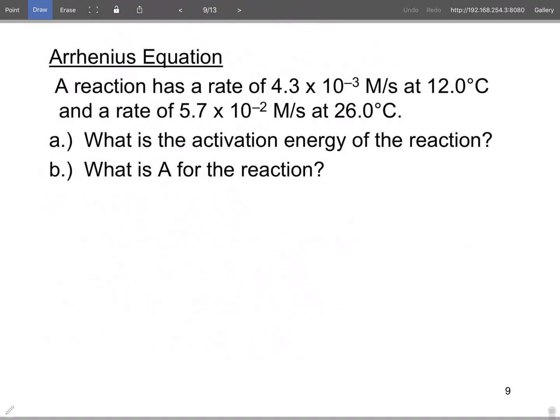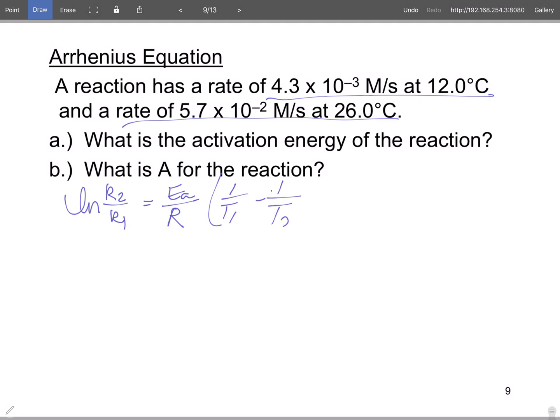So what we're going to do is this problem here: a reaction has a rate of this at this temperature and a rate here. What's the activation energy of this reaction? Well, if we compare two, we're going to get the natural log of K sub 2 over K sub 1 is equal to E sub A over R times 1 over T1 minus 1 over T2. Now, notice a couple things. You've got to keep K2 with T2 and K1 with T1, but K2 comes first with the natural log, but second when you're doing the parentheses.